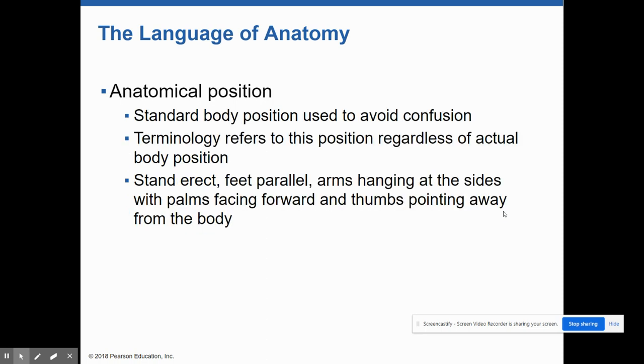Anatomical position is the standard body position used in the medical field to avoid confusion. Terminology refers to this position regardless of the actual body position of the patient. So for example, if the patient is lying on their side, you'll still use anatomical position to describe body parts. In anatomical position, the person is standing erect, their feet are parallel, the arms are hanging at the sides, and their palms are facing forward with their thumbs pointing away from the body.